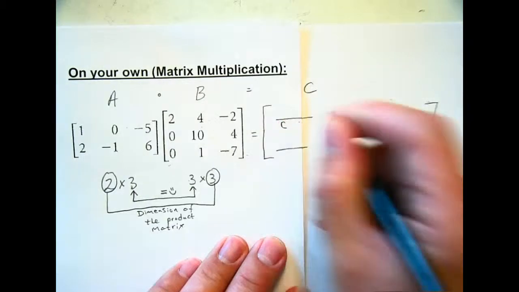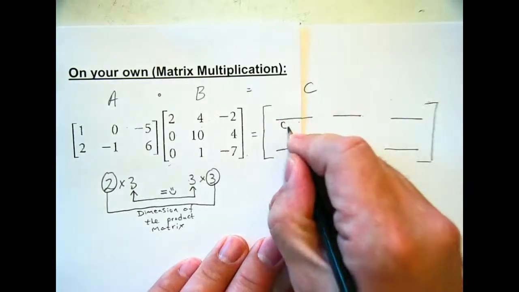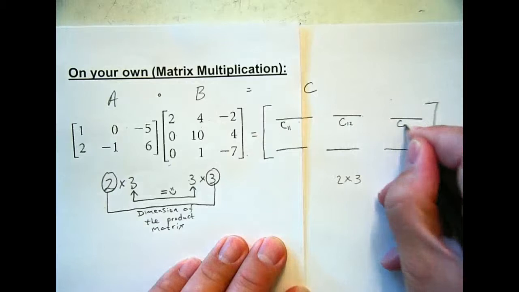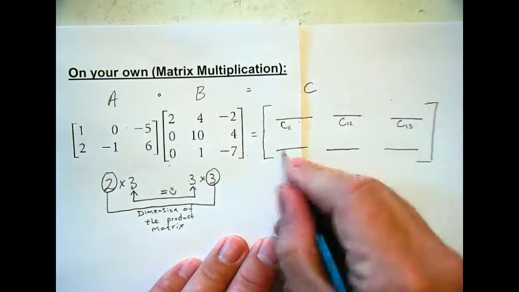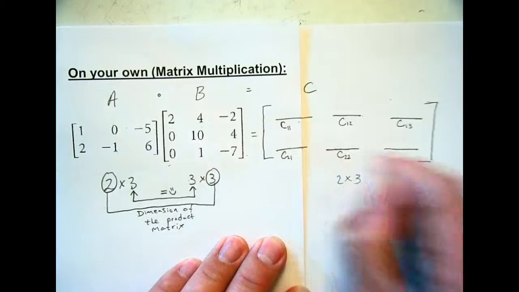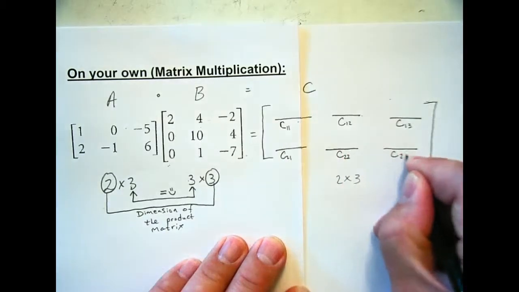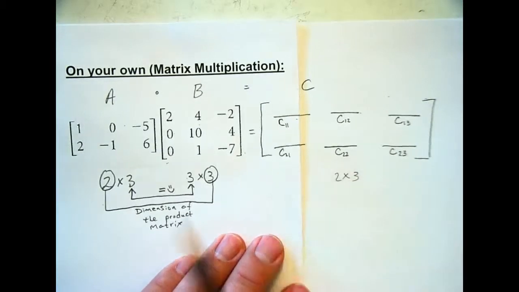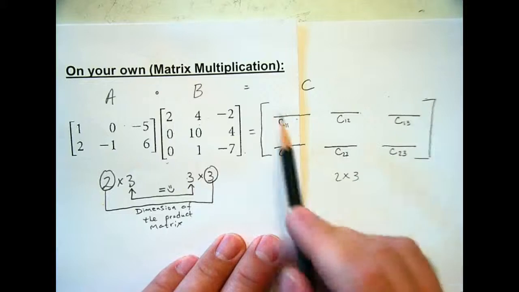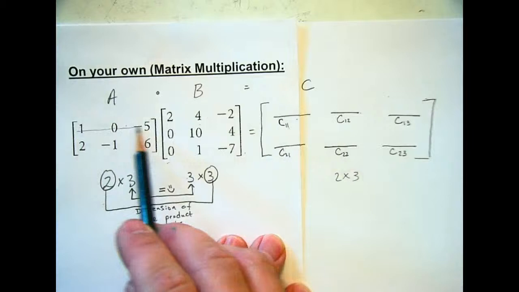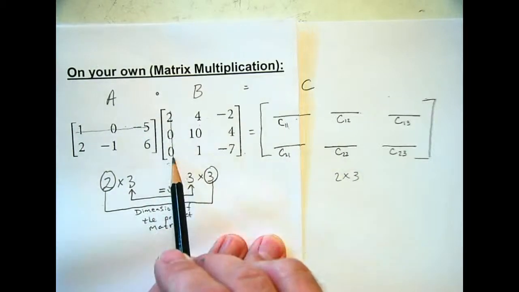This is called C. What element name? C 1, 1. This is C 1, 2. And C row 1, column 3. C row 2, column 1. C row 2, column 2. And C row 2, column 3. Those are the elements. Those elements also work as road maps for me now. They tell me what to multiply. This says row 1, column 1. That means I am multiplying row 1 of my first matrix by column 1 of my second. They tell you what to multiply.